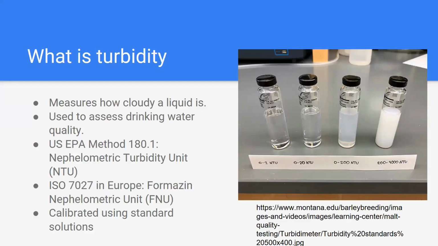So turbidity is a measurement that assesses how cloudy a liquid is, and it is used to assess drinking water quality. There are several units defined for turbidity, such as the U.S. Environmental Protection Agency defines nephelometric turbidity unit. ISO 7027 defines formazine nephelometric unit. And those units are not related to SI units, but rather they're calibrated using formazine standard solutions.